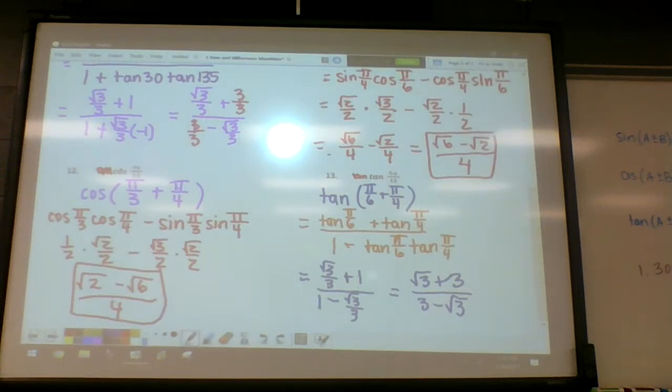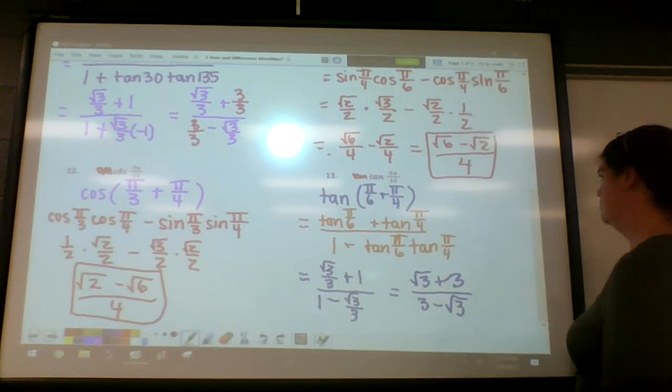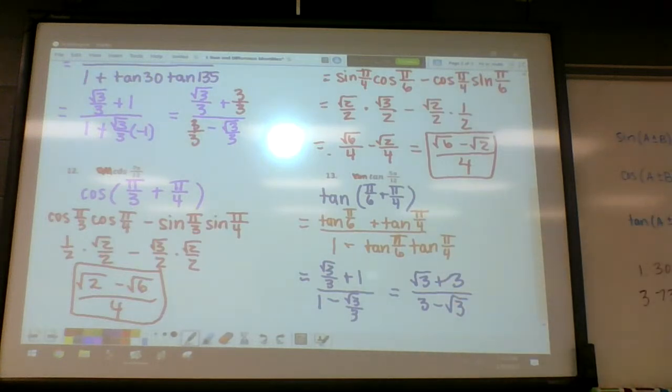No? Are we close? You got what? 3.736? 3.732? For this and this? For the tangent of 5 pi over 12, you got that number as well? Oh, so our tangent of 5 pi over 12?